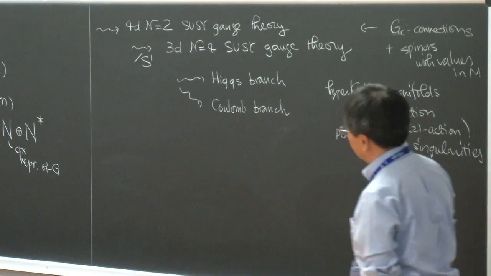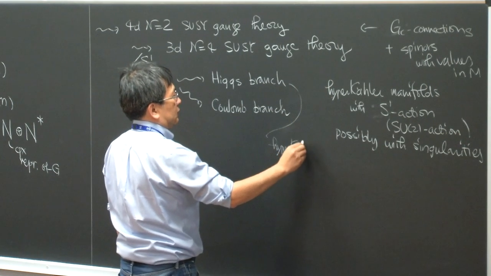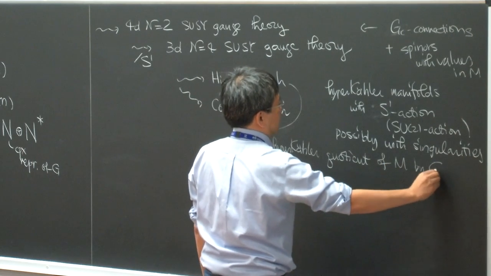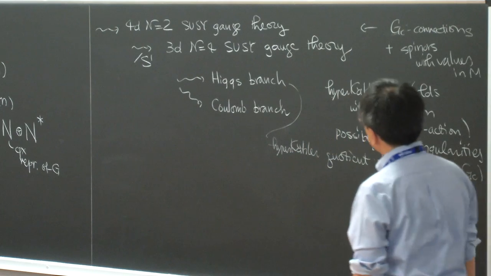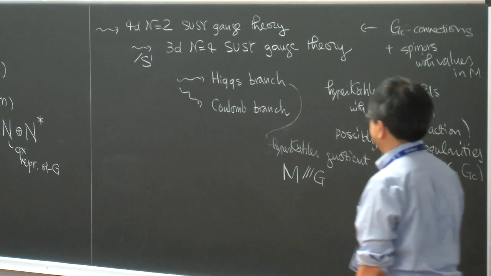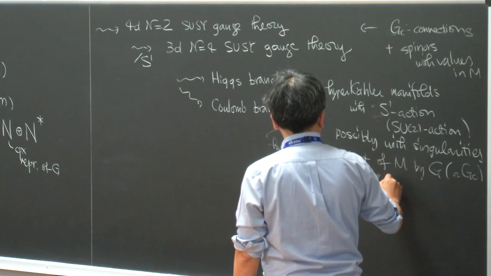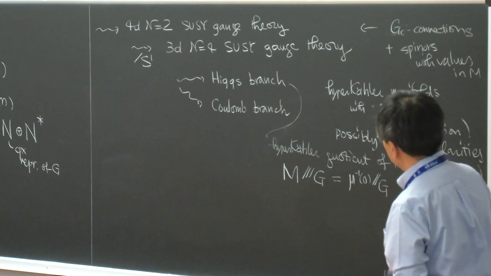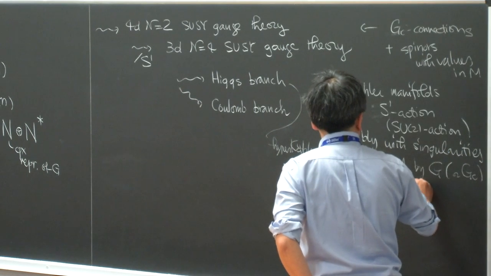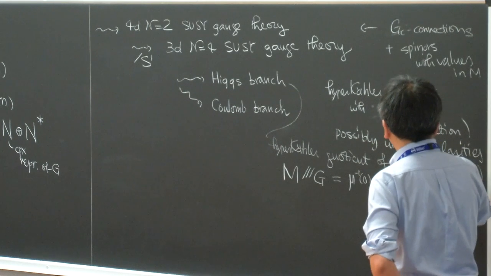And the Higgs branch is easy to define. The Higgs branch is a hyperkähler quotient of M by G, G or G_C. I use the following notation, M triple slash G. This is a symplectic reduction. You have a moment map, and take the affine algebraic geometric quotient: mu inverse of zero is an affine variety, and take the GIT quotient. It is also defined using the hyperkähler moment map, this fancy mu, taking zero, modulo G.